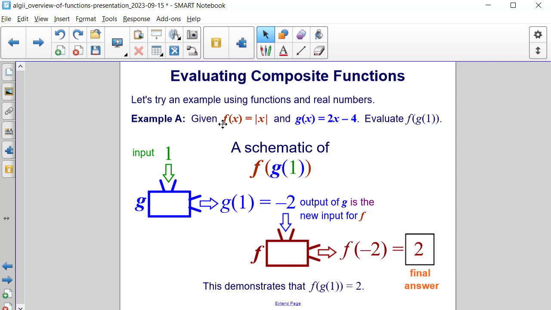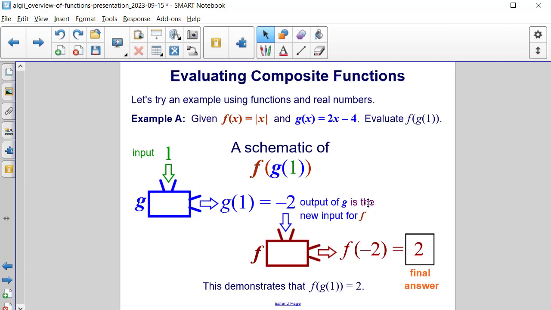Here's our example. We are given that f of x is equal to the absolute value of x and g of x is equal to 2x minus 4. We're being asked to evaluate f of g of 1. So we start from the very inside with our input of 1, and we're substituting that into g. So 2 times 1 is 2, minus 4. 2 minus 4 is negative 2. So g of 1 is negative 2.